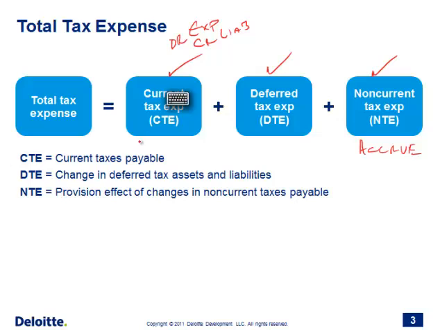So really, if you think of these tax boxes, this is kind of the tax you owe now. This is the tax that you will owe or save in the future. These are things that are known.